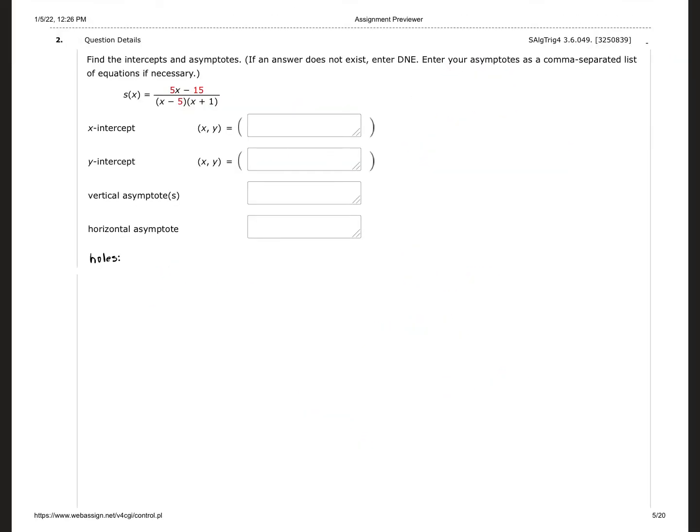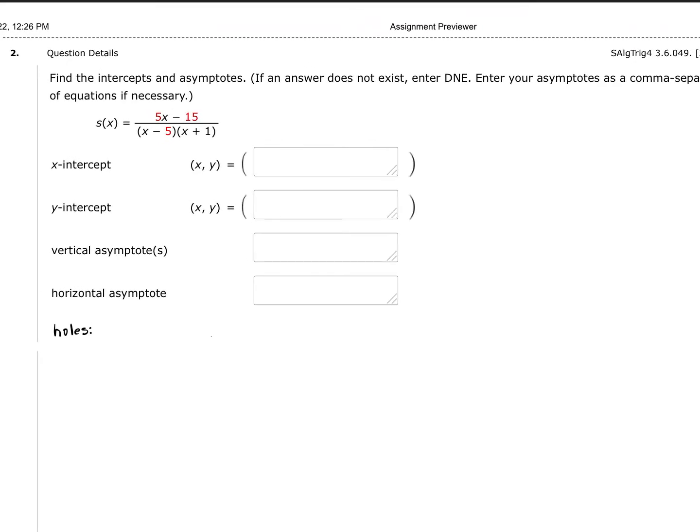For our next example, we're given s of x is equal to (5x minus 15) over (x minus 5)(x plus 1). For this one, to find your x-intercept, you're going to work with the numerator only. So 5x minus 15 is equal to 0. We're going to factor this by factoring out a 5. So this is going to be 5 times (x minus 3) is equal to 0.